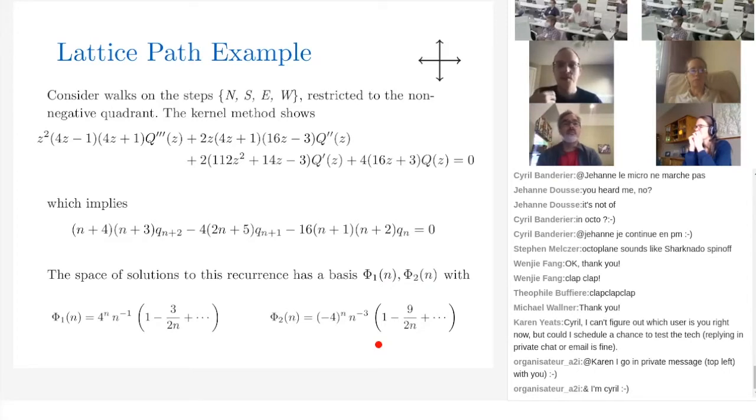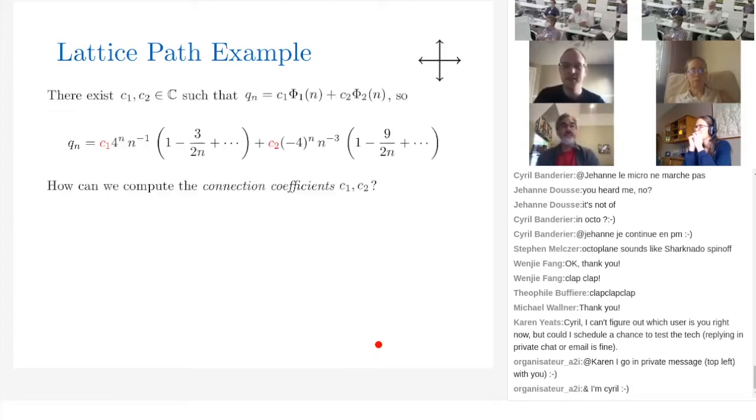Now, we have a particular sequence that satisfies this recurrence that we're interested in, the counting sequence. And since this is a basis of the solution space, it means we can write the sequence we're actually interested in, the number of walks, as a linear combination. So there are constants C1 and C2, so that our sequence is this linear combination. And now the real question is, how can we compute these coefficients C1 and C2?